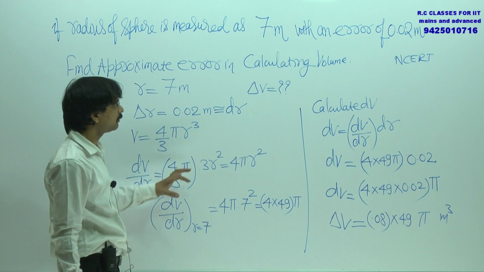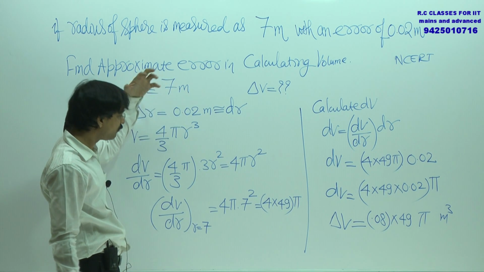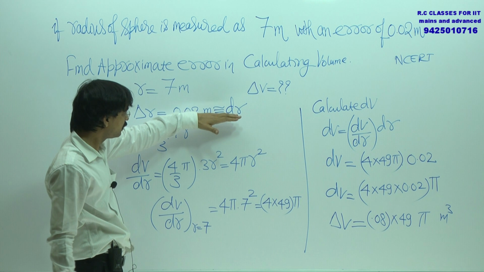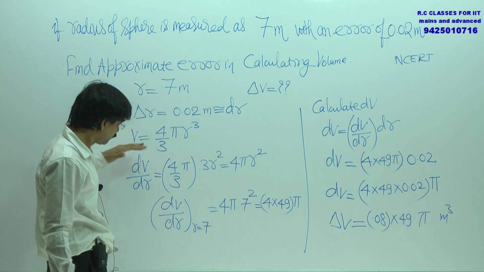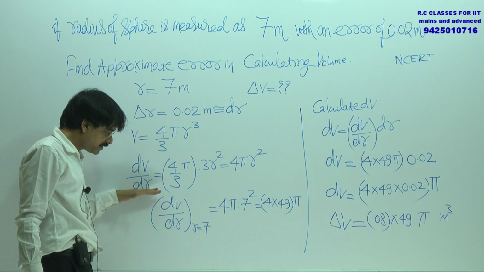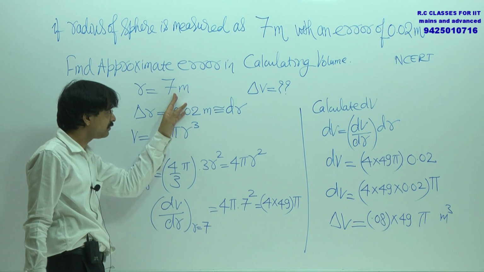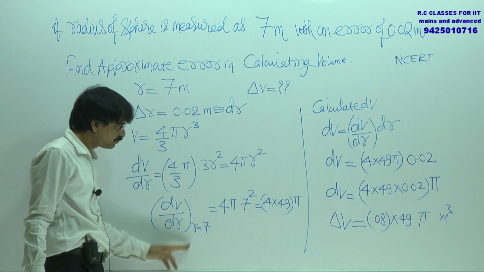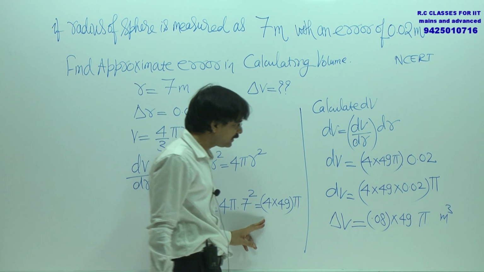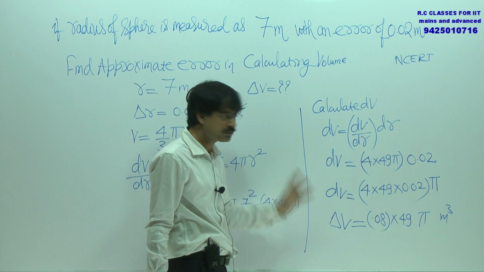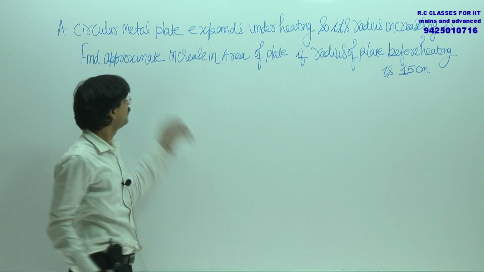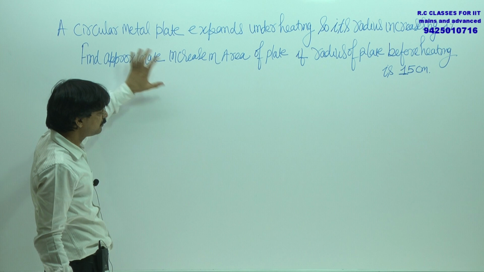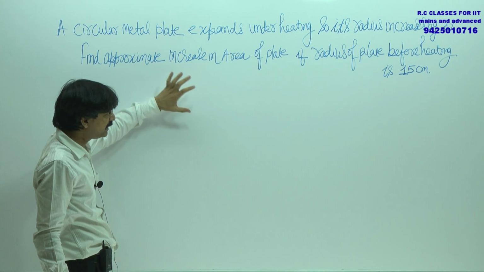That's how we are going to calculate the approximate error in volume. Error in radius, error in volume is required. Volume is differentiated with respect to r, and r equals 7 is the value for which you have to calculate. Keep the value of r equals 7 there. And that's the procedure.